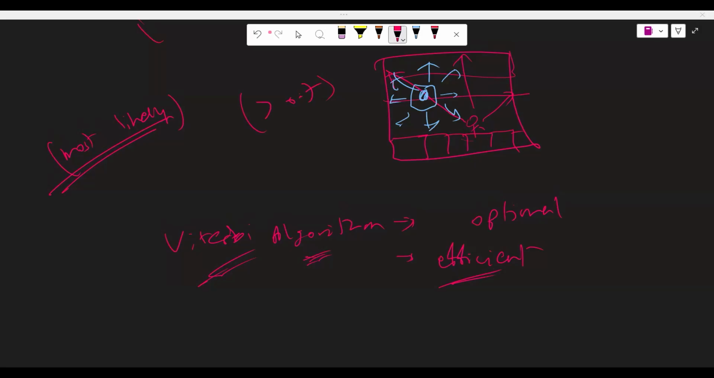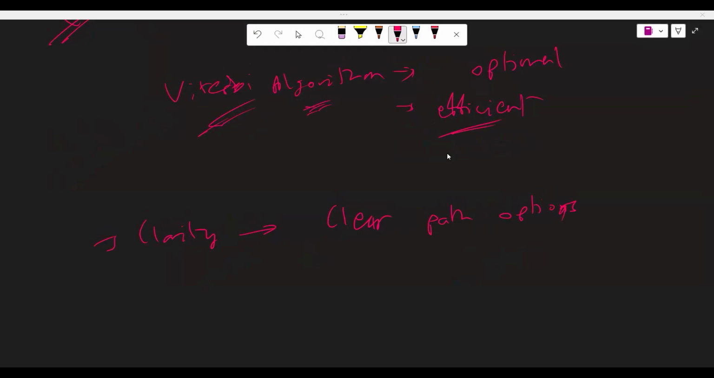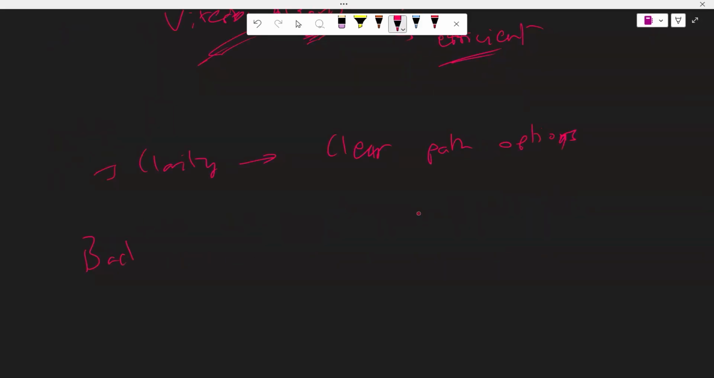And finally, it gives you a clear path. It gives you clarity. So why clarity? Because it helps you come up with a clear path or clear path options that you can follow. So this is in a way very efficient for people who are trying to create big sentences. And finally, backtracking happens.